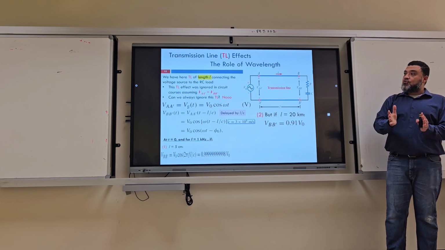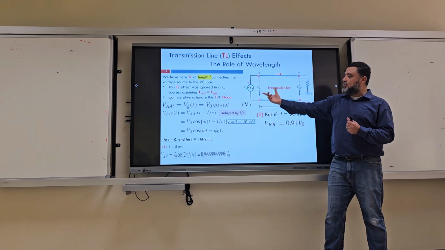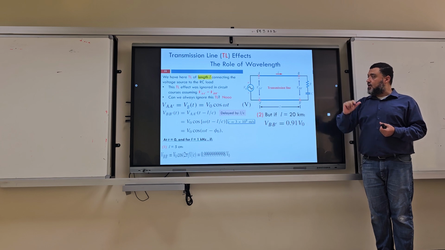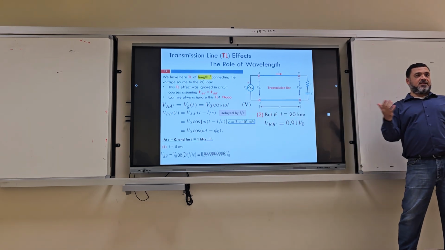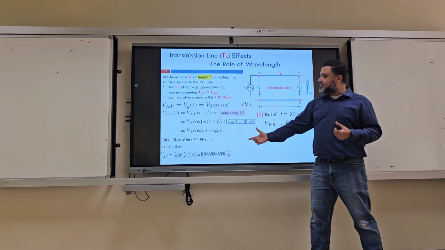So the answer could be yes or no. The answer could be yes: the two are the same if the length of the line is only 5 centimeters at 1 kilohertz. But if the length is 20 kilometers at the same frequency, 1 kilohertz, it will drop by 9%. So the answer could be yes or no, based on the length of the line and the frequency of the line.